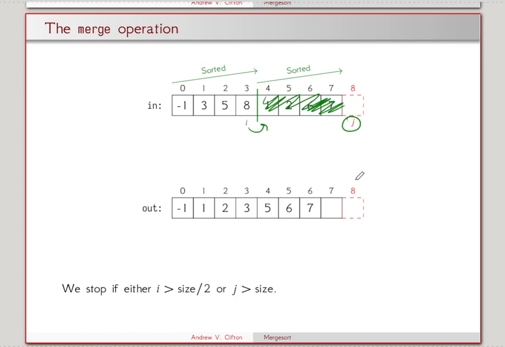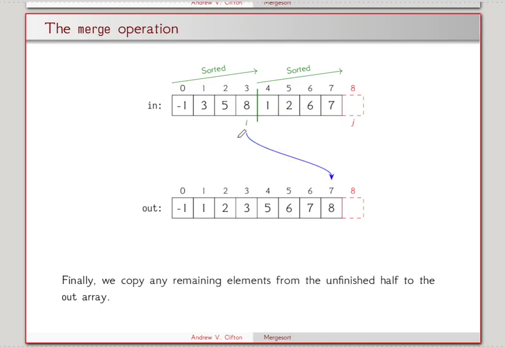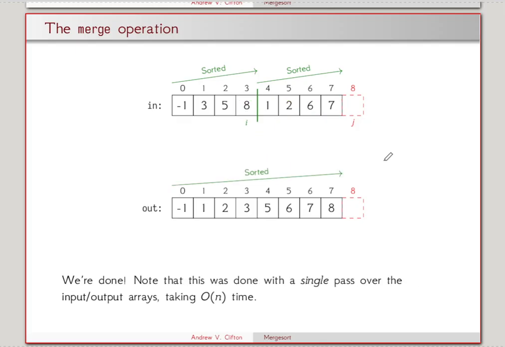There will always be at least one thing left over on the other side because we only ever increment I or J. We never increment both at the same time. So then we just transfer whatever that last element is, or if there's more than one, we transfer all the remaining elements into the output array. There's no merging being done because there's nothing for 8 to compare to. I've run out of stuff on the right-hand side. Notice that we did that with just one pass over the output array. I didn't have to loop and go backwards or anything like that. So this is going to run in O of n time.